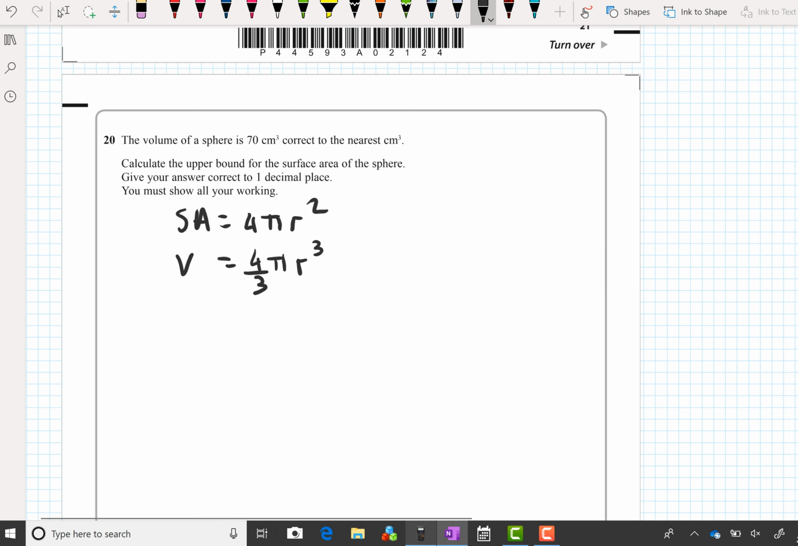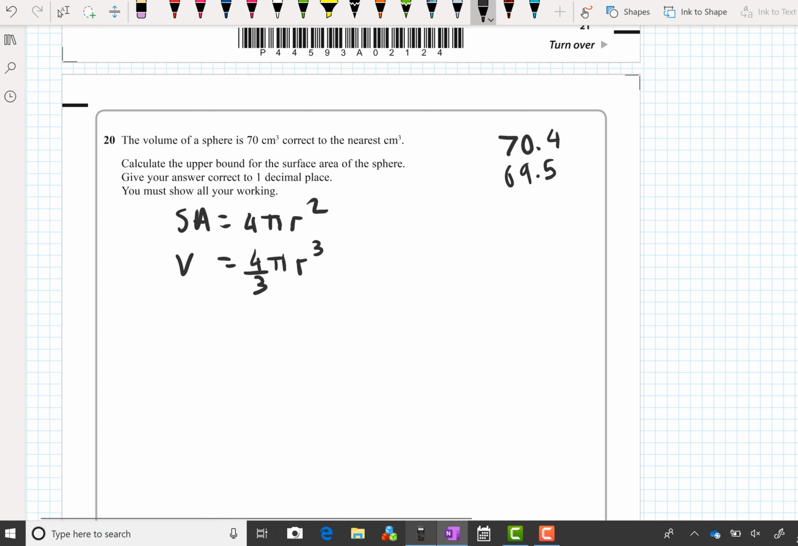Volume of a sphere is 70 centimetres cubed, corrected to the nearest centimetre cubed. So it's been rounded. It could have been 70.4, or it could have been 69.5 because that's still rounded to 70. So anywhere between them. Right, calculate the upper bound.